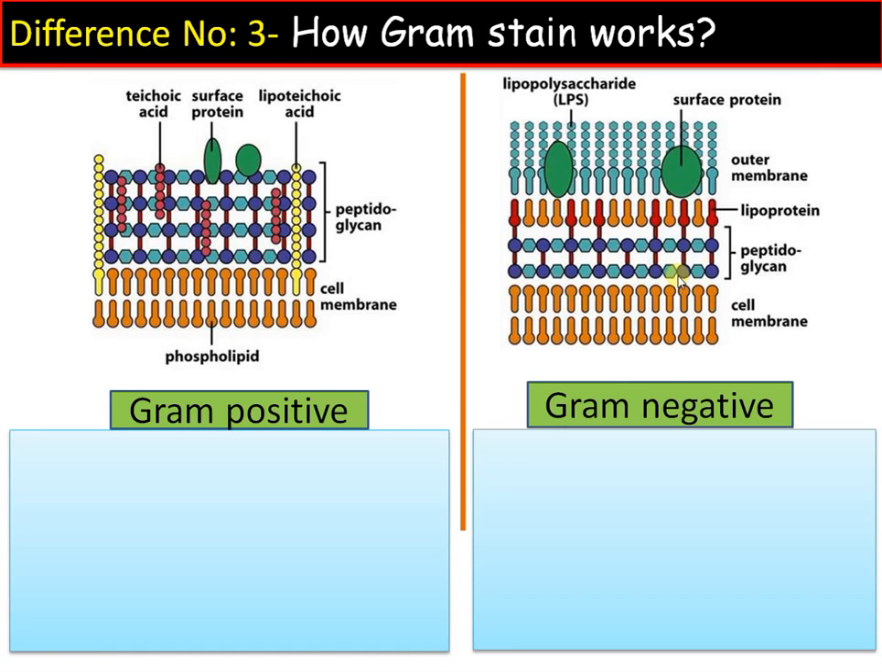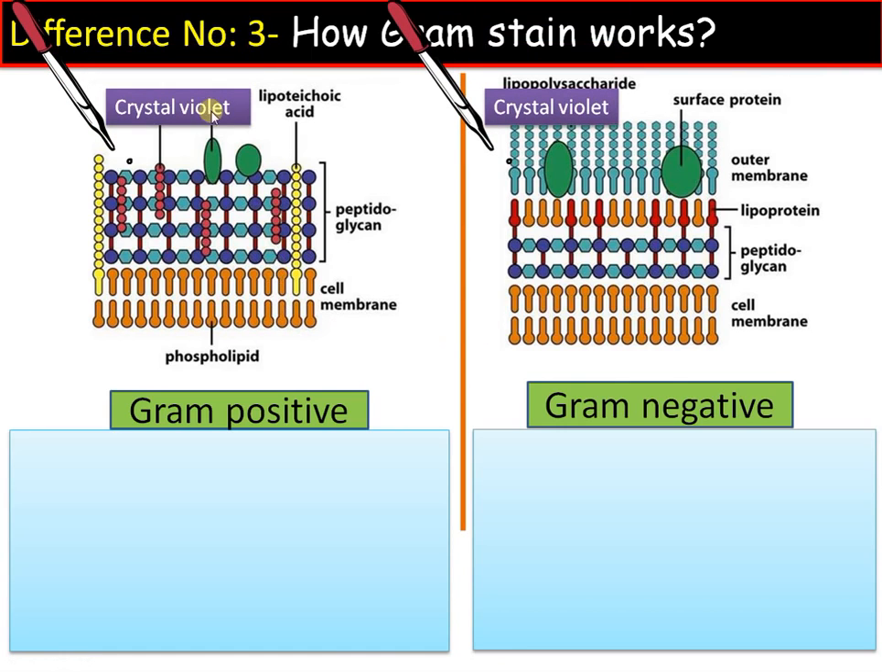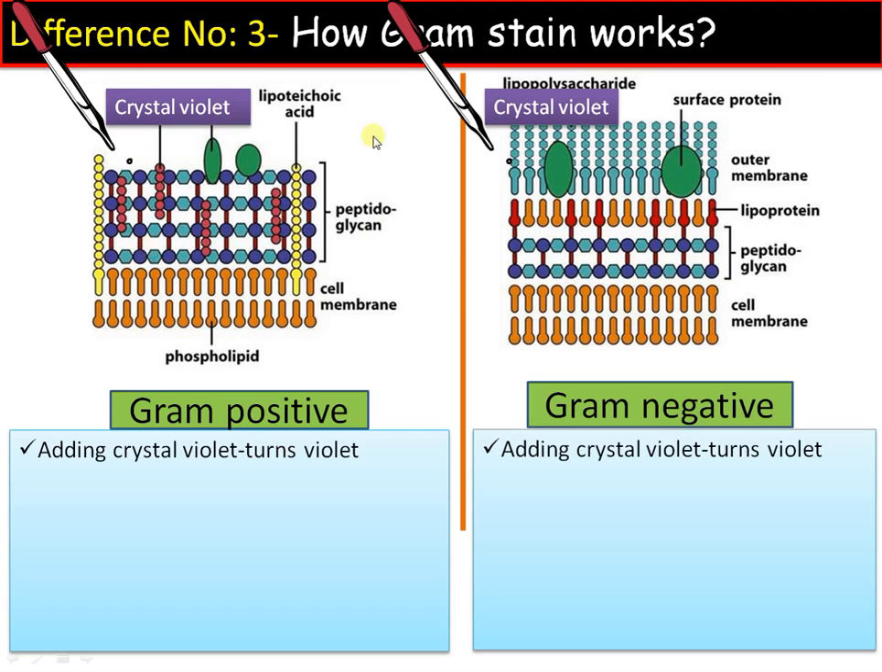Difference number 3, how gram stain works. In the gram staining procedure, the first step is addition of crystal violet. That will make both bacteria violet in color. The membranes of the bacteria will take up the stain and both turn violet.